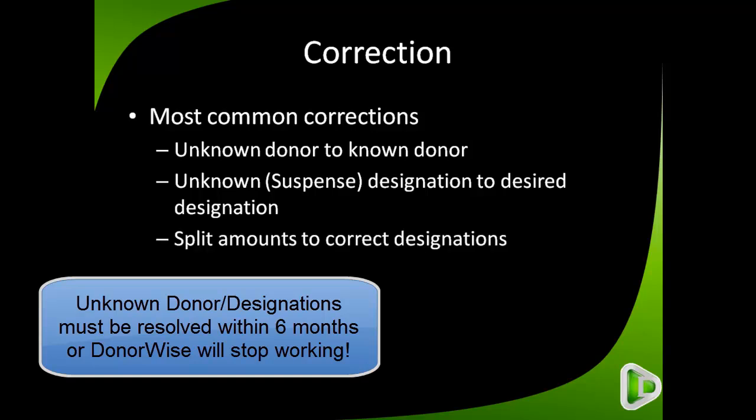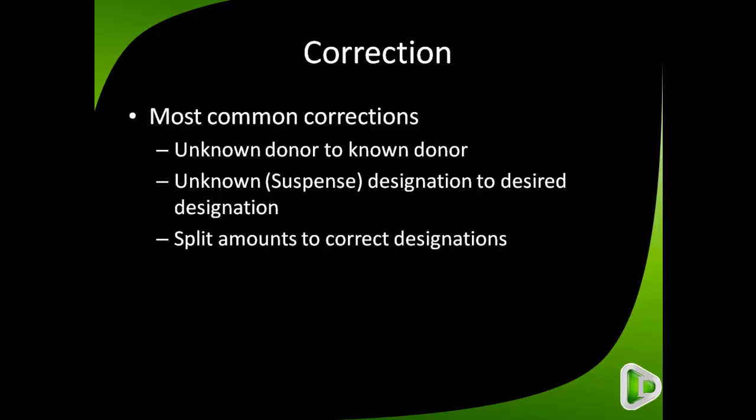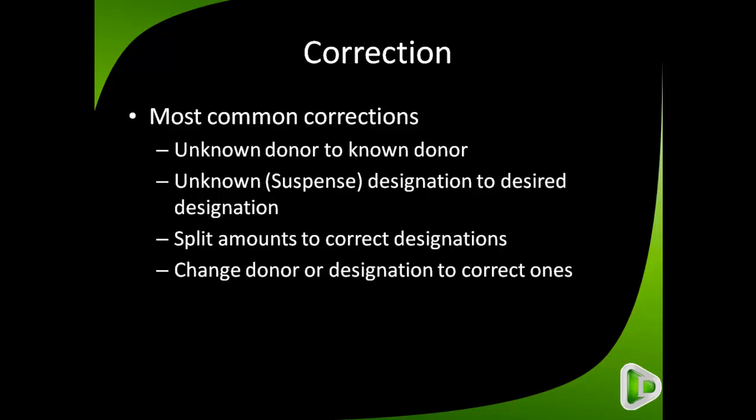Another common correction is to split amounts to correct designations. Sometimes when a donation comes in, you may assign it to 1 staff member when in fact it was supposed to go to 2 or more, and so you need to correct those. Finally, you can change the donor or designation to correct ones. The reality is that sometimes we just enter the wrong information and need to correct it. Now, there are many other reasons why corrections can be made. These are just 4 of the most common.